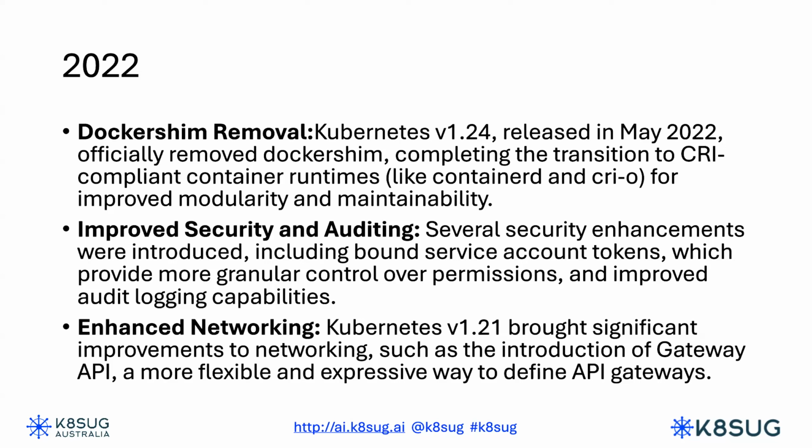And then in the beginning of the year, version 1.21 brought enhanced networking, giving support to the Gateway API, so developers could have more granular control and topology of the networks inside Kubernetes.